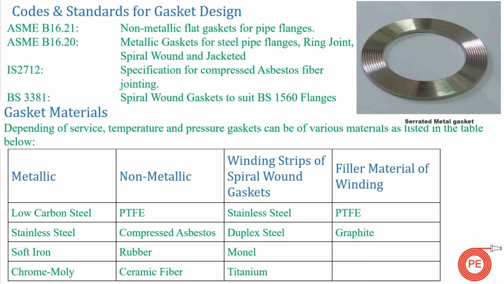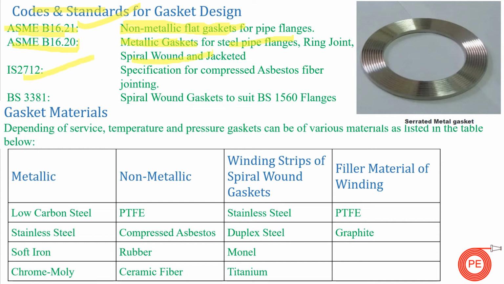Moving on to the next, guys, what are the codes and standards? You can't select any gasket out of scope. We have different design standards and codes which are governed by ASME rules. Based on those rules, these gaskets are manufactured and taken into industrial account. ASME B16.21 is a standard for non-metallic flat gaskets for flanges. So if you want to select a flange gasket of non-metallic material, the design standard will be ASME B16.21. ASME B16.20 is similar, but it is for metallic gaskets for steel pipe flanges: ring joints, spiral wound, and jacketed.